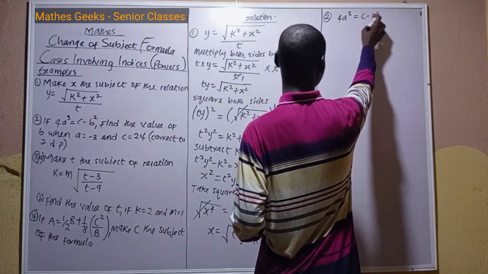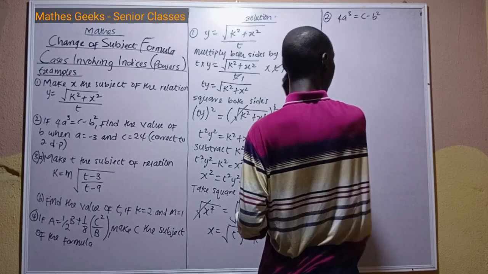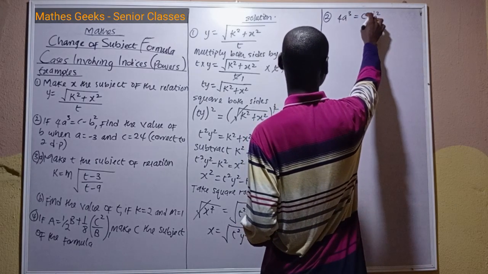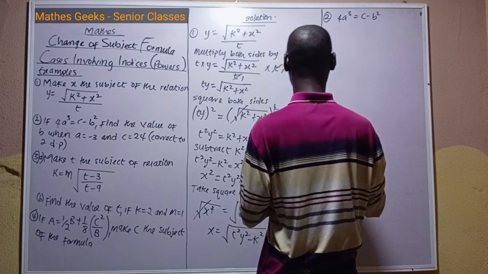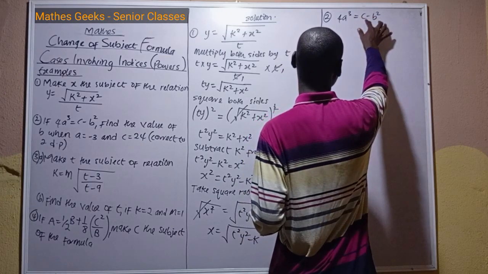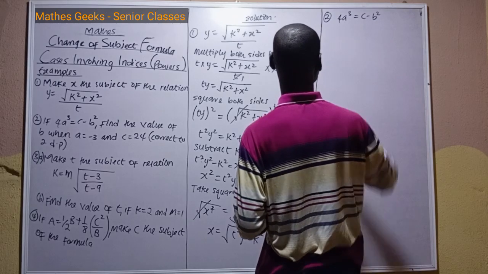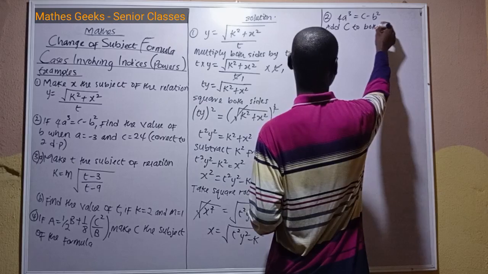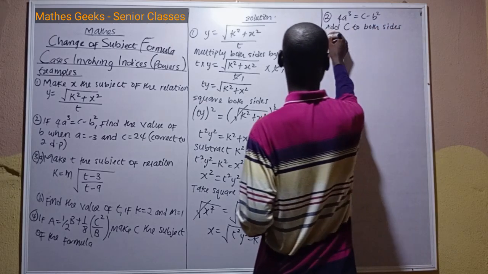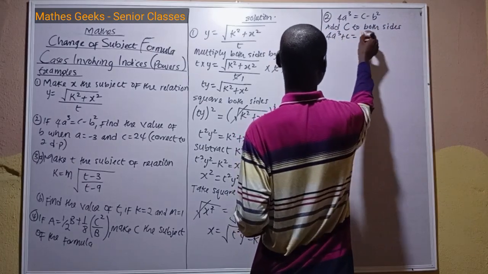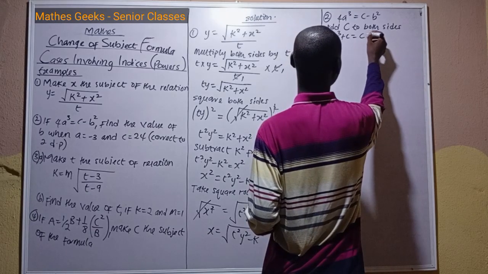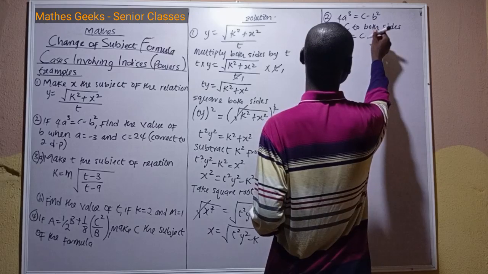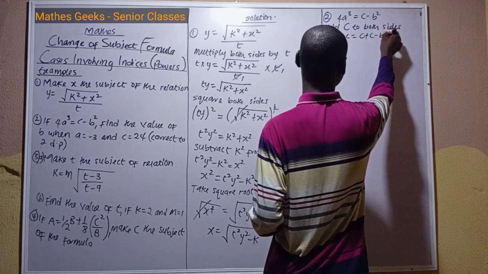So first thing we're going to do is to eliminate c from here. And to do that, we need to add c to both sides because the relationship between c and b is subtraction. So to be able to eliminate c from here so that b stands alone, we need to add c to both sides. So 4a cubed plus c equals c plus c minus b squared.